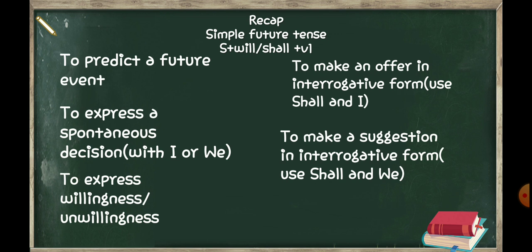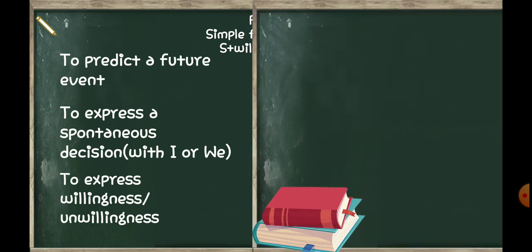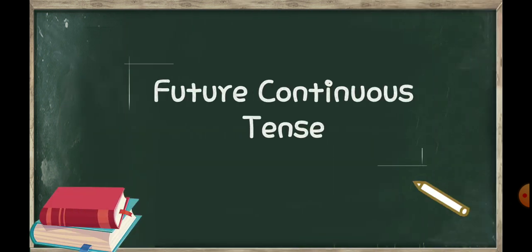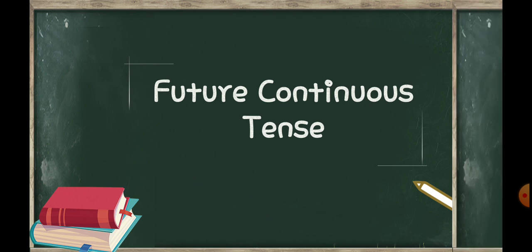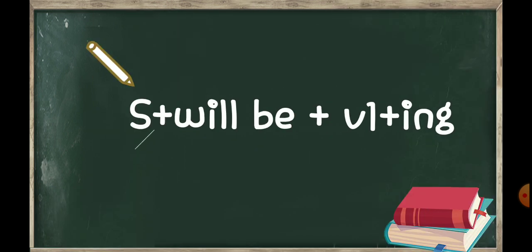Okay, guys, we'll get into today's class, that is future continuous tense. Now see the verb form. It is subject plus will be plus V1 plus ing. So after the subject, we'll be using the helping verb will be. So no matter what the subject is, you have to use will be. And the main action word should be in ing form. It's a continuous tense. So the main action word should be in ing form.